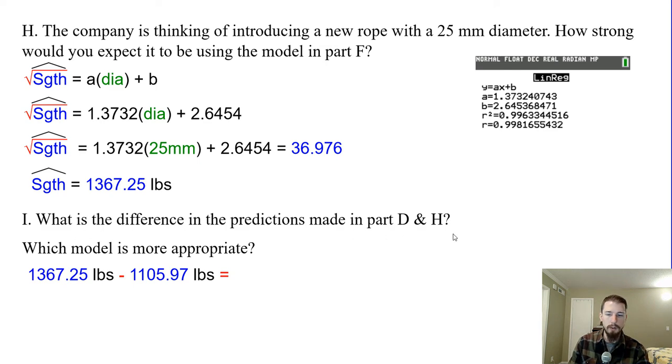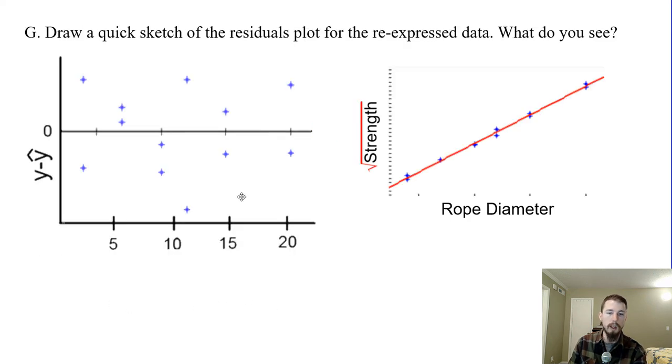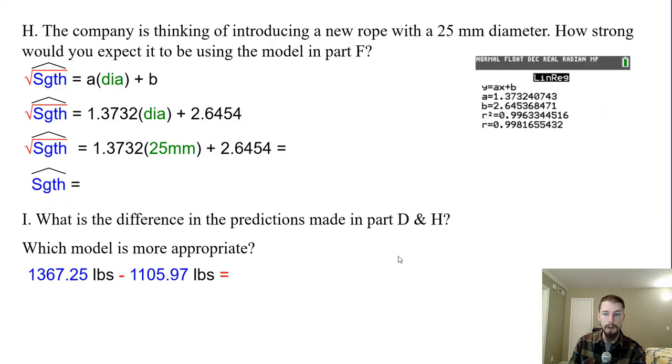All right, so what's the difference between the two predictions? Our last prediction with the correct model and the one with the inappropriate model would give us a difference of 261 pounds, and we would trust this one much more because the residual plot had no pattern and it clearly was re-expressed and is now linear.